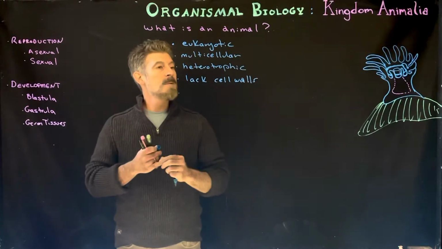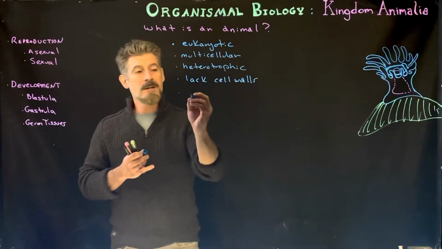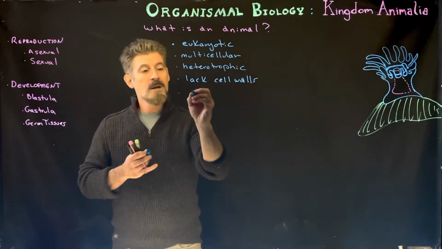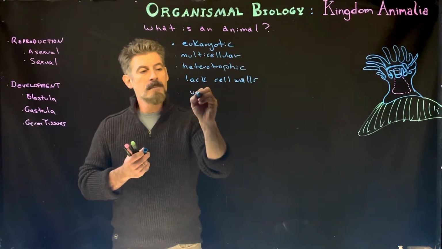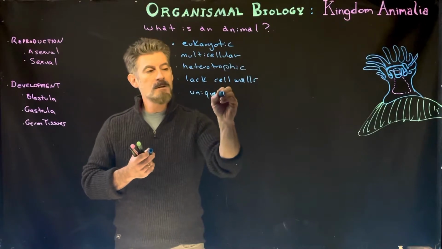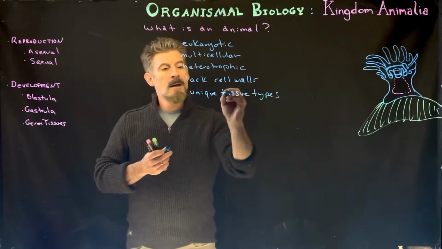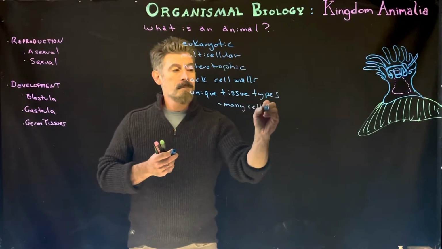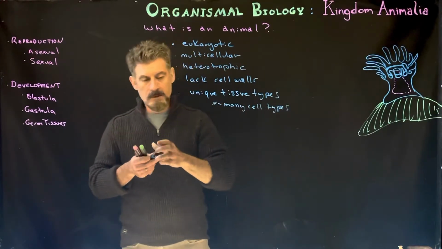So we'll get into some of those things, but generally there's movement in animals, and we're going to have different types of tissues. So the first group of animals we talk about aren't going to have these tissues, but generally most animal groups have unique tissue types and many cell types. So this is one of the big things that we're going to find with the animals, with the fungi and the plants.